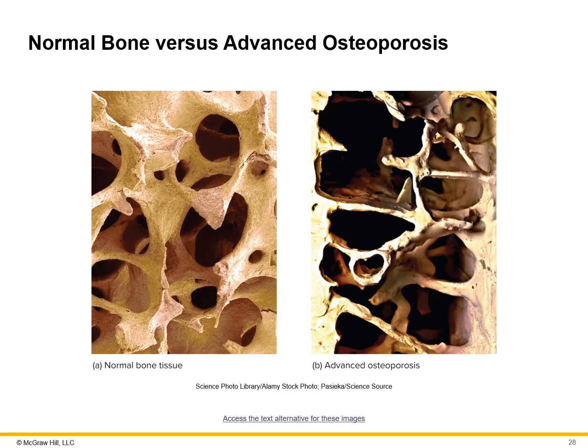And just a picture here looking at, again, kind of a normal spongy bone that we see here. So this is not compact, but normal spongy bone. But again, osteoporosis, where we see a lot of deterioration and breakdown of that bone.